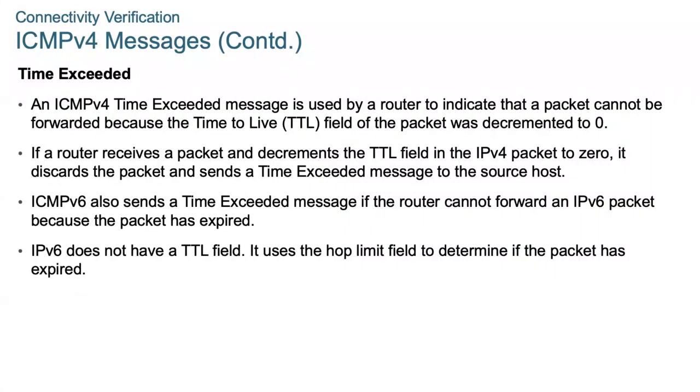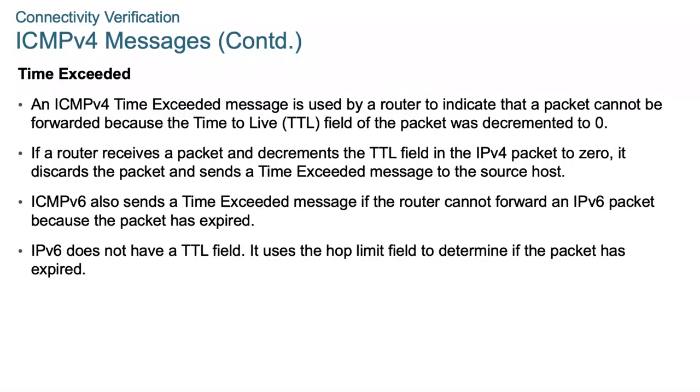That means if any packet is traveling in the network, at some point it must be terminated from the network, or else unnecessarily that packet which is not usable by any of the hosts in the network can still consume some of the bandwidth in the network. So this ICMPv4 time exceeded message is used by the router to indicate that the packet cannot be forwarded because the time to live field of the packet was decremented to zero.